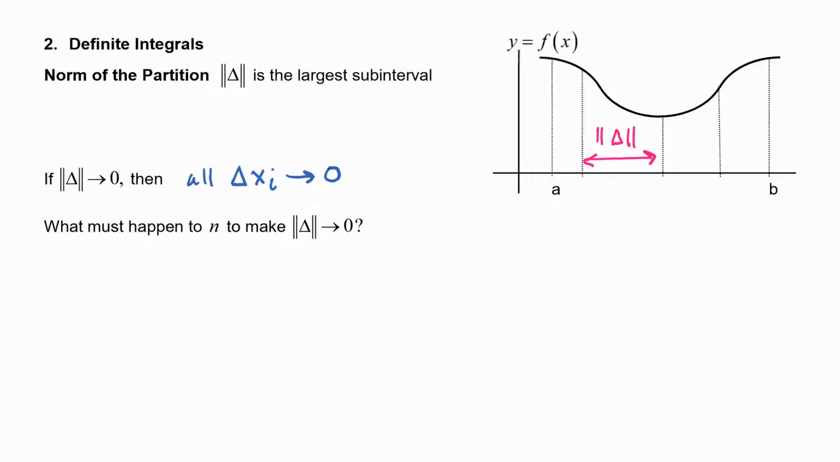Now we have to ask, what must happen to n to make the norm of the partition, the largest subinterval, go to 0? Well, to make this largest interval go to 0, that means we would have to drive n to infinity, and then of course that will make all the delta x sub i go to 0.